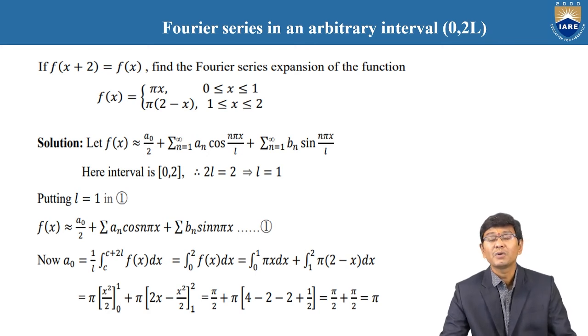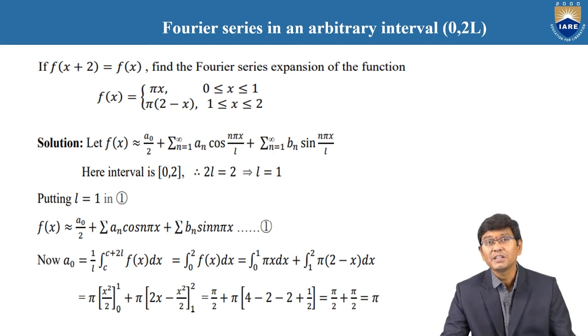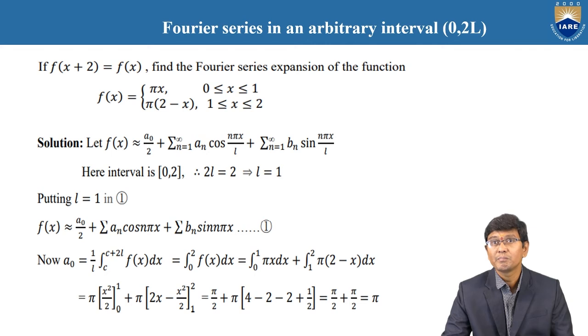And once again, according to the given function, we divide the interval 0 to 2 into 0 to 1 and 1 to 2, which are continuation limits. Where the limits are 0 to 1, the function is pi x into dx. Similarly, in the interval 1 to 2, the function is given as pi into 2 minus x into dx.